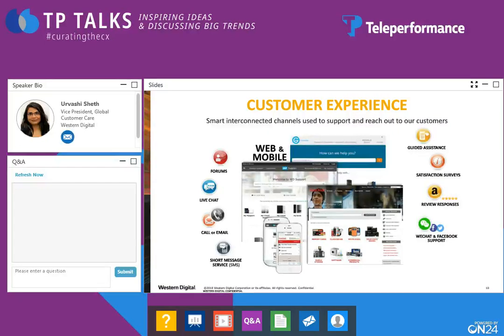Customers were actually asking us, do you guys have WeChat? Can we just talk to you on the WeChat support? And we listened to them and we implemented WeChat. And I'll tell you that in the beginning, WeChat was not successful. What we found out was that the chat time on WeChat was really high.